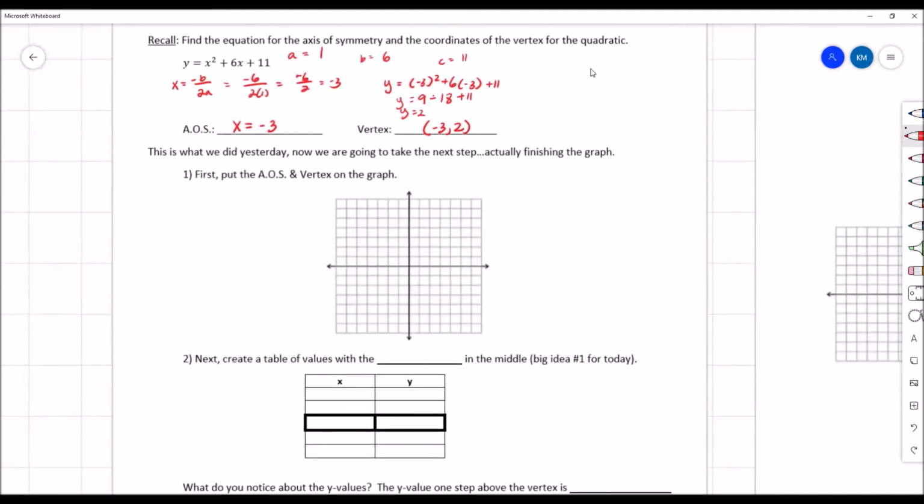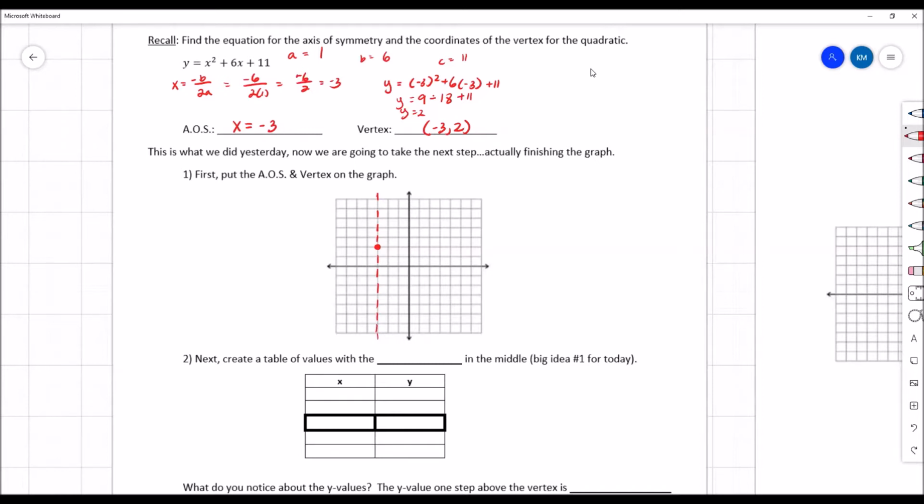Now, from there, that was yesterday's stuff. From there, we're going to take the next step and actually finish the graph. So what we do is we put the axis of symmetry and the vertex on the graph. Our vertex is at negative 3, 2, right here. And our axis of symmetry is x equals negative 3. That is a vertical line that goes through that point. Right there, okay. So we're good. The vertex is on the axis of symmetry.